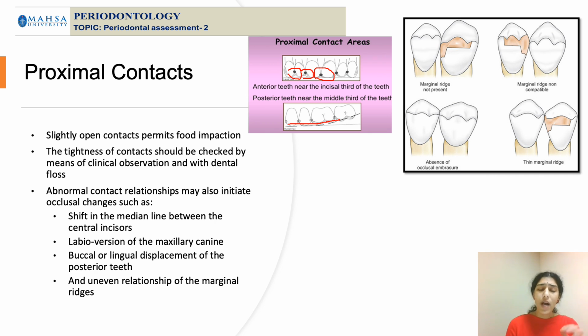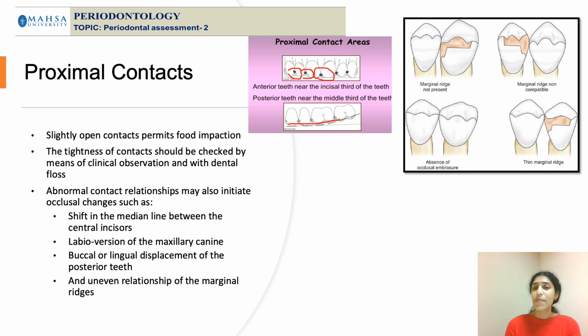If abnormal contact relationships are present, they can also initiate occlusal changes. There could be a change in the midline between the central incisors, a labial version of the maxillary canine, and sometimes bucco or lingual displacement of the posterior teeth is also observed, because the occlusal relations follow the contact points. Sometimes there will be uneven marginal ridges, which can also lead to food impaction.